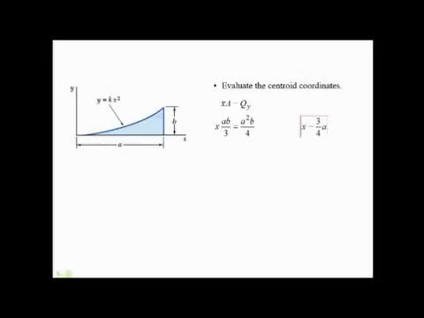Now we need to evaluate the centroidal coordinates. In this case, x bar A equals Qy. Now from the previous slide, we have calculated Qy equals a squared b by 4, so x bar equals 3 by 4 a. Similarly, for Qx, substituting the value of Qx in this equation, you get y bar equals 3 by 10 b. So these are some simple examples regarding moment of inertia.